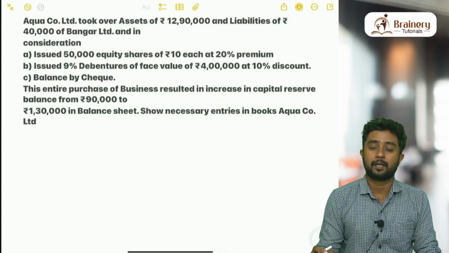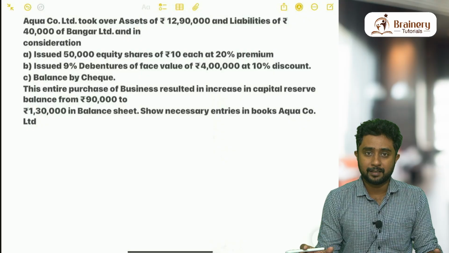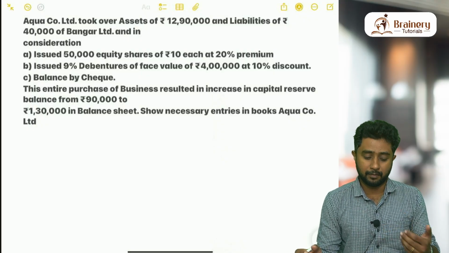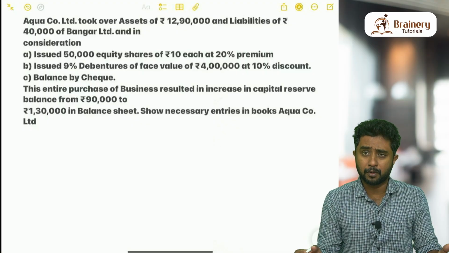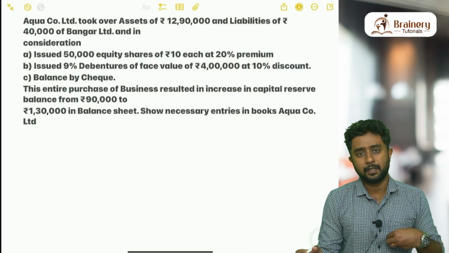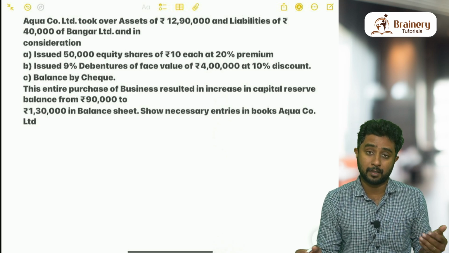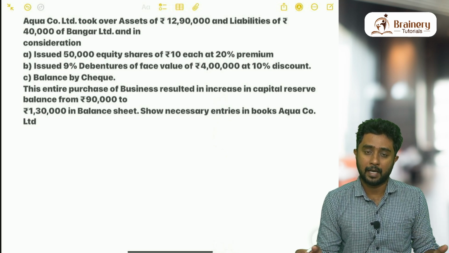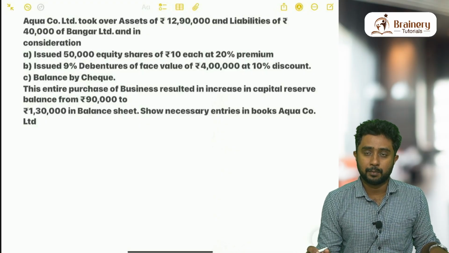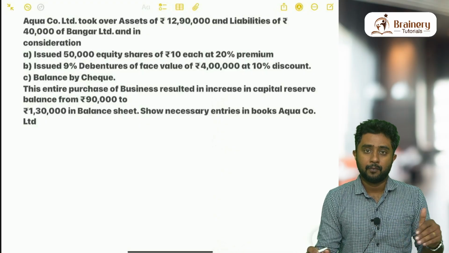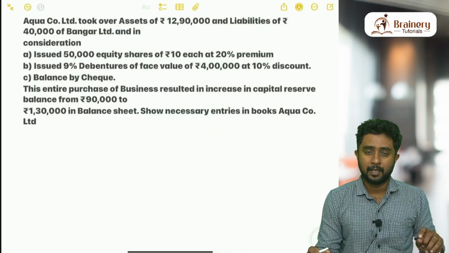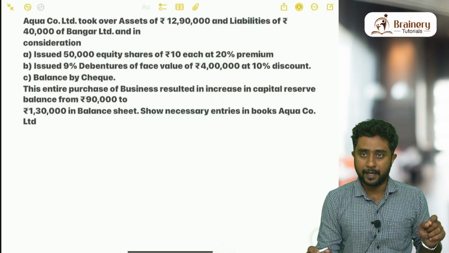So they are additionally mentioning something which usually won't be given in most of the questions that we see. They will not say anything about capital reserve. Usually we only get to know the amount of capital reserve or goodwill when we pass the entries related to purchase of business or takeover of business. We will have either a goodwill account or a capital reserve account, depending on which side the total is more.